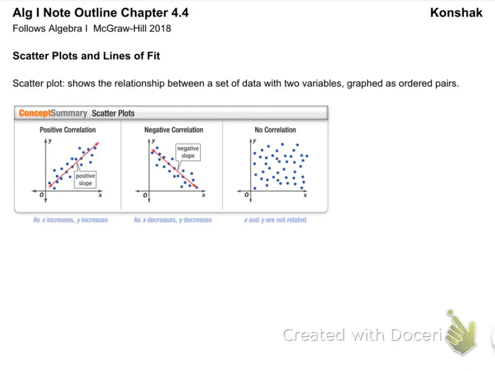So correlation, guys, is how well, is there a relationship between things? So we have three different types of correlation, guys, and a scatter plot is just showing that correlation or that relationship between two variables, and you graph them as points. Okay, so what we have in the first box here is a positive correlation. The positive correlation just says that as the x value goes up, the y value goes up.